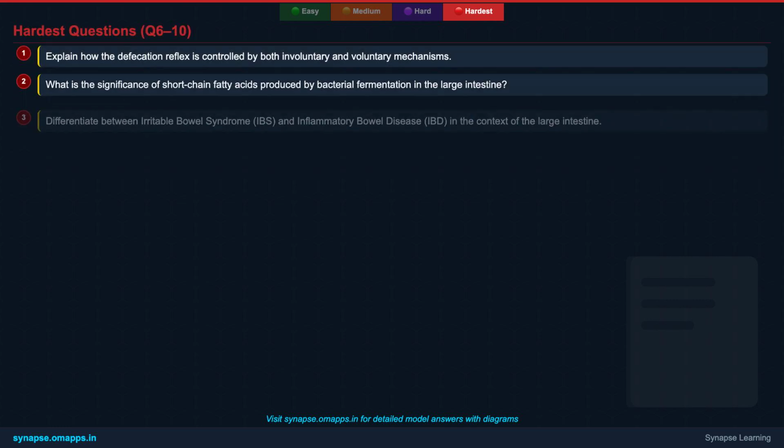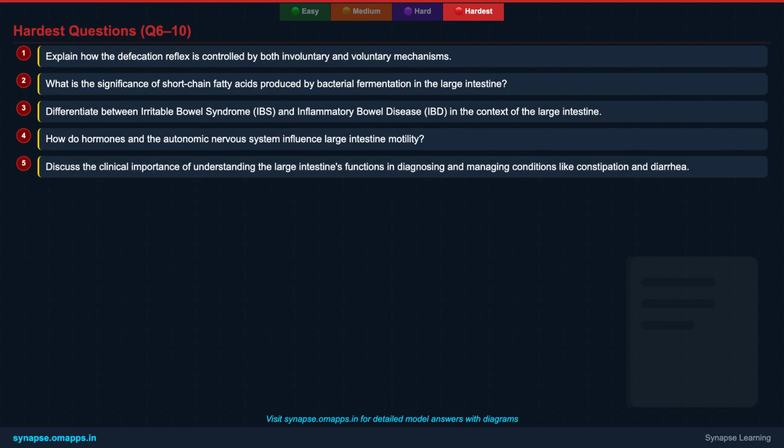Let's continue with the remaining 5 challenging questions. Explain how the defecation reflex is controlled by both involuntary and voluntary mechanisms. What is the significance of short-chain fatty acids produced by bacterial fermentation in the large intestine? Differentiate between irritable bowel syndrome, IBS, and inflammatory bowel disease, IBD, in the context of the large intestine.